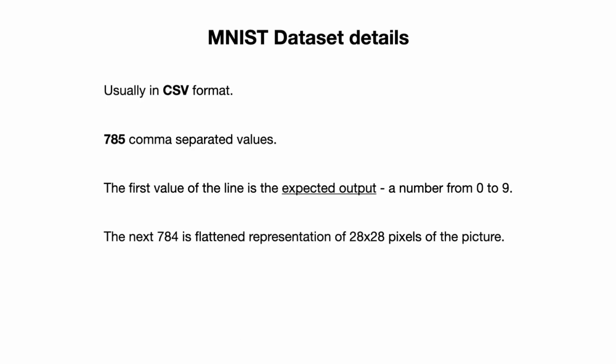The MNIST dataset is available in many formats. We are going to use the CSV format. CSV has 785 columns. The first column contains the actual number that is drawn on the picture, and the rest of the 784 numbers represent the pixels.